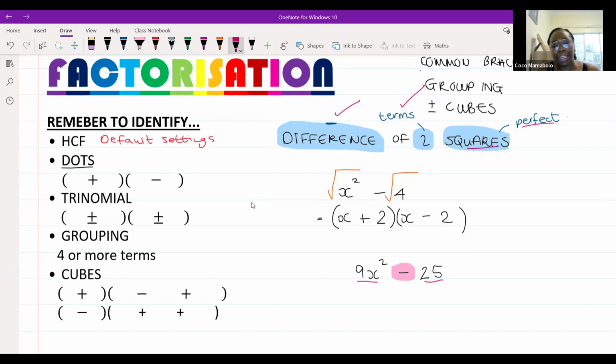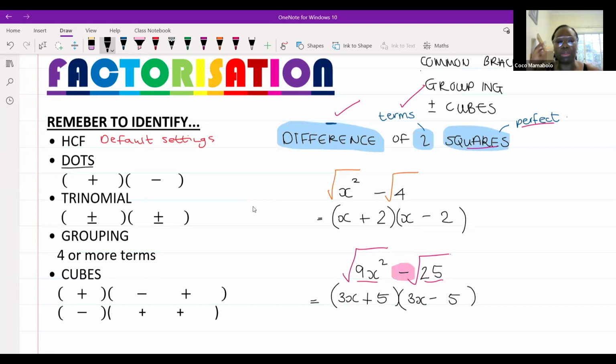each of these terms I can find are perfect squares. I know that 9 is a perfect square because the square root of 9 is 3. And I know that 25 is a perfect square because the square root of 25 is 5. So I'm just going to take the square root of that and the square root of that, and then I'm going to open two brackets. One of them will have a plus and one of them will have a minus. Now, I know that the square root of 9x squared will give me 3x and 3x. And the square root of 25 will give me 5 and 5.